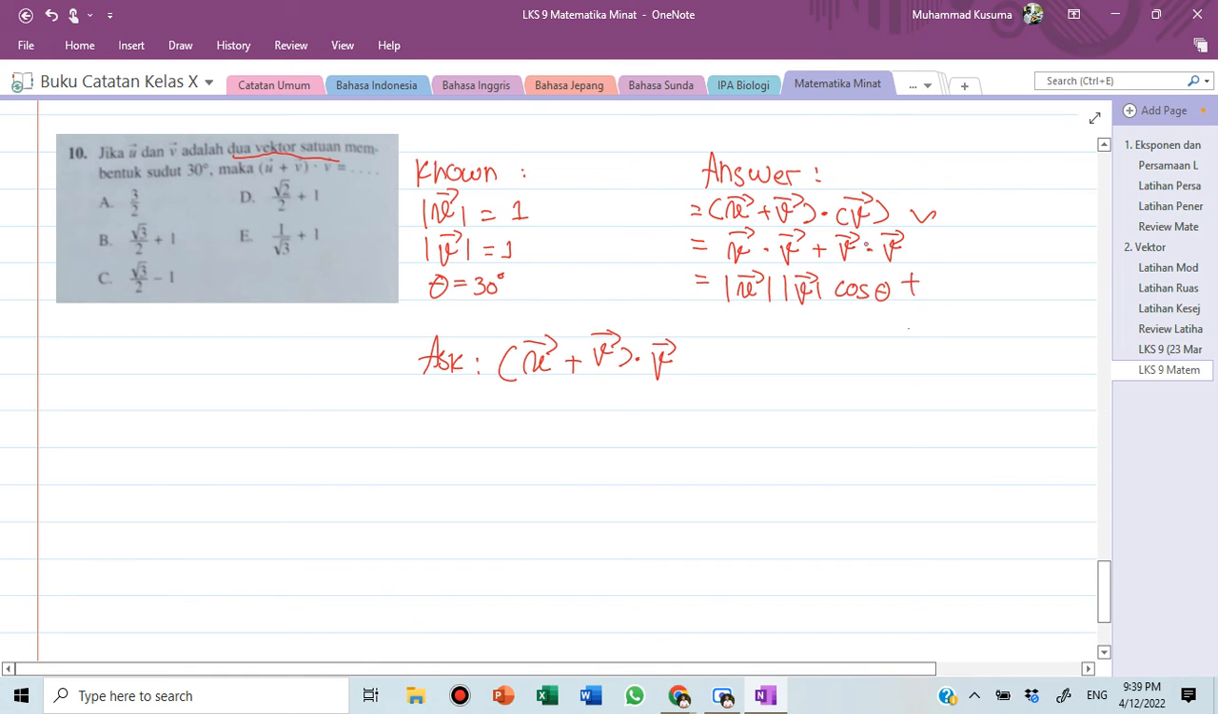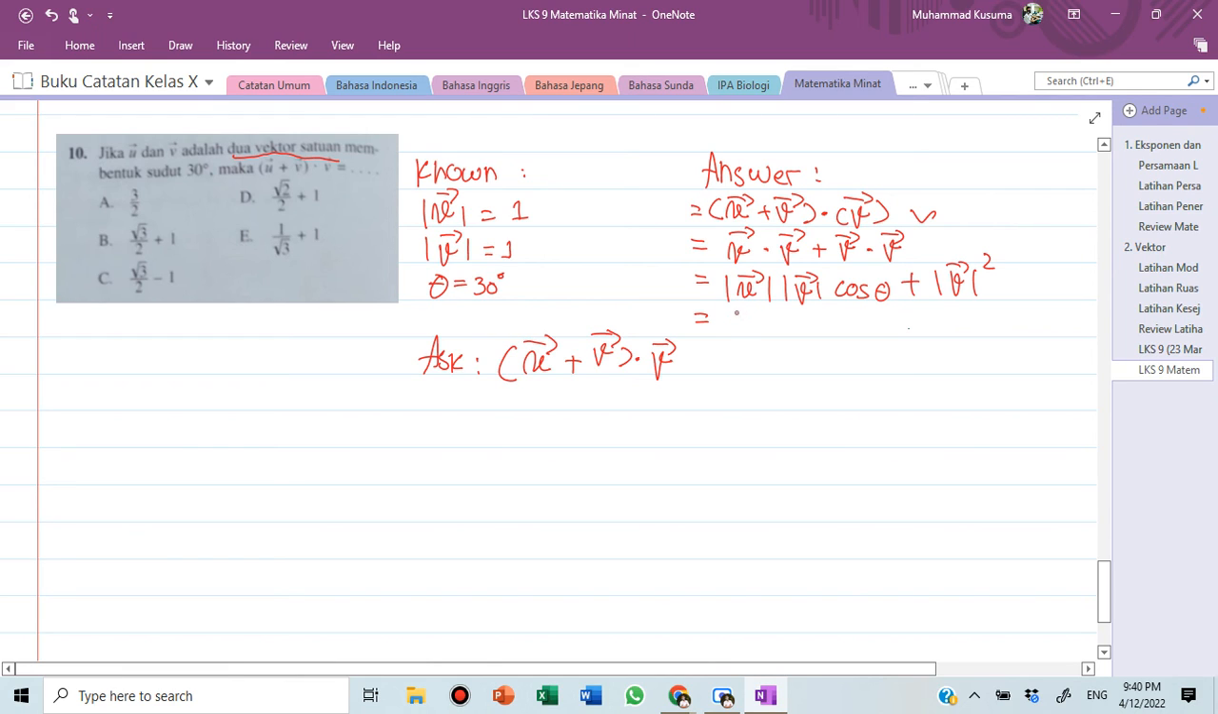Now we could also rewrite this vector v dot vector v as the magnitude of vector v squared. This is also a property of vectors. If a vector is dot producted with itself, then the value of it will be just the same as the magnitude of the vector squared. Now we could insert what we know into this equation.